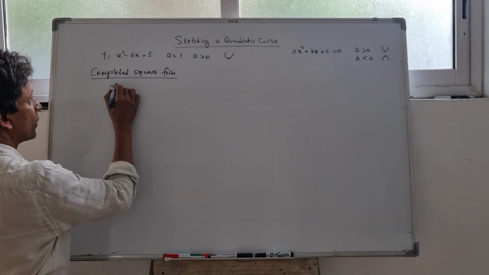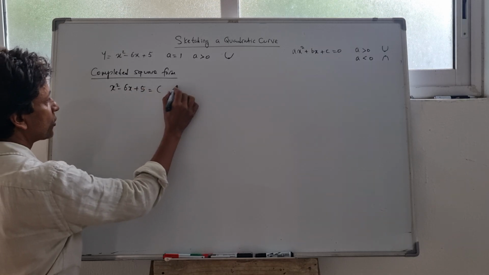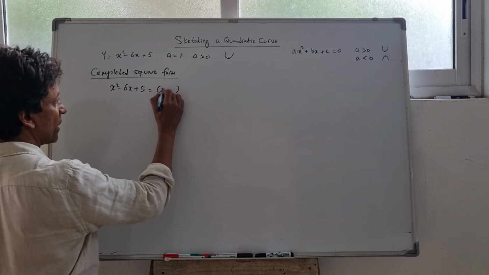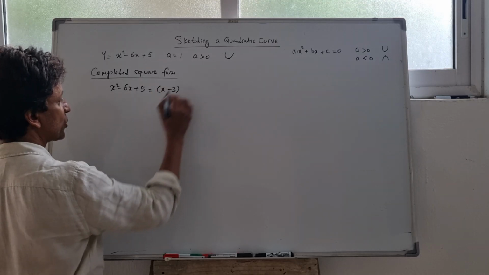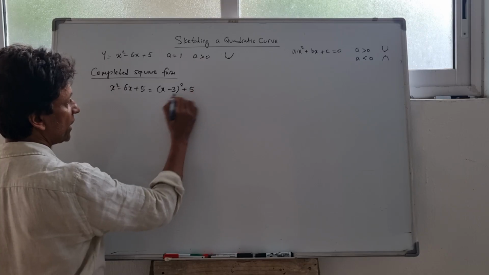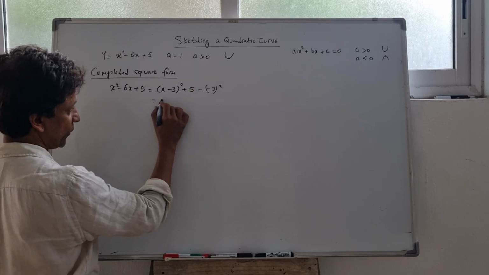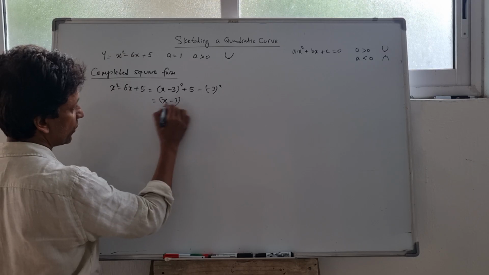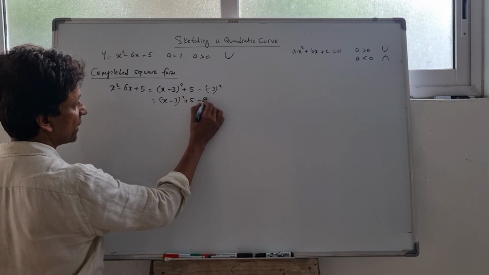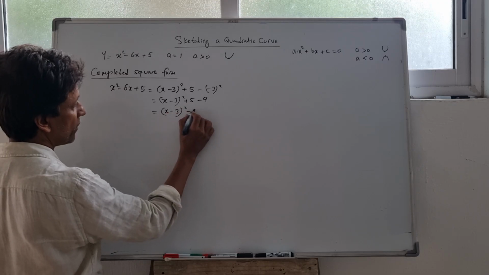Now we have x squared minus 6x plus 5 is equal to 0. So if we're to complete the square, we take the coefficient of x, which is minus 6, divided by 2. That's going to become minus 3. Put that in a bracket, square the whole thing, plus the 5, and then minus that minus 3 squared. So we have (x minus 3) squared plus 5 minus 9. And that's going to be (x minus 3) squared minus 4.